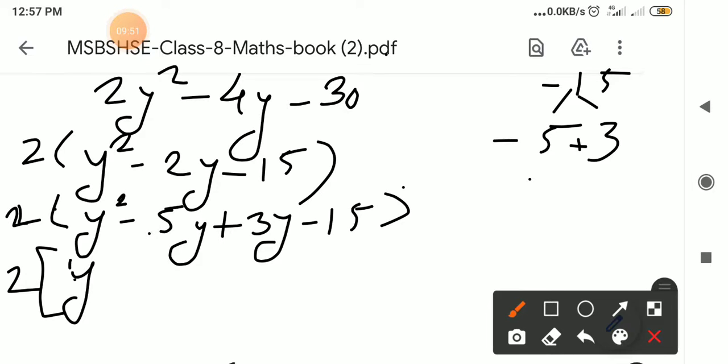If y will come common, what remains here? y minus 5. And from the next two, what is common? I told you, we have to check the signs.